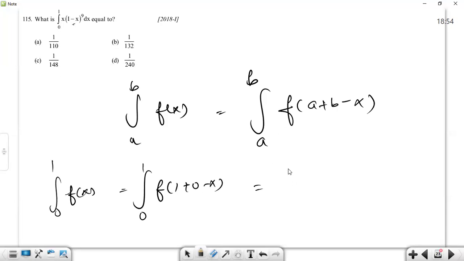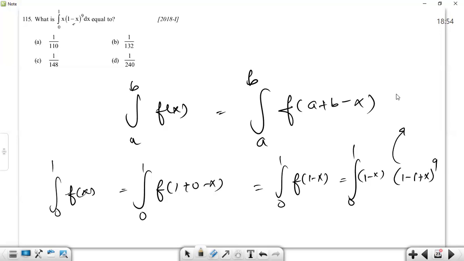As per the property, integration of 0 to 1 of f of minus x. So integration of 0 to 1, x becomes minus x, and here 1 minus of 1 plus x. Clear? However, written so because 1 minus of 1 minus x will become 1 minus 1 minus minus positive, and 1 will cancel each other, and hence integration of 1 minus x into x raised to power 9 into dx, 0 to 1. Clear? Yes, sir.